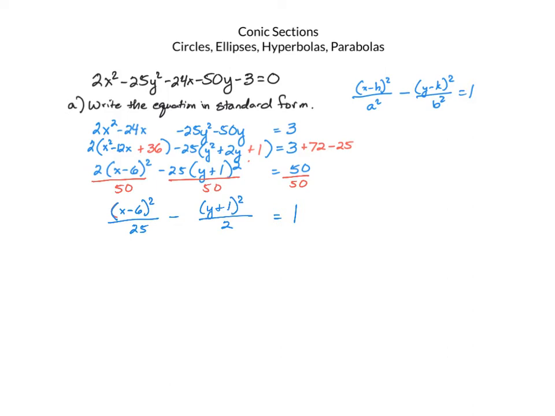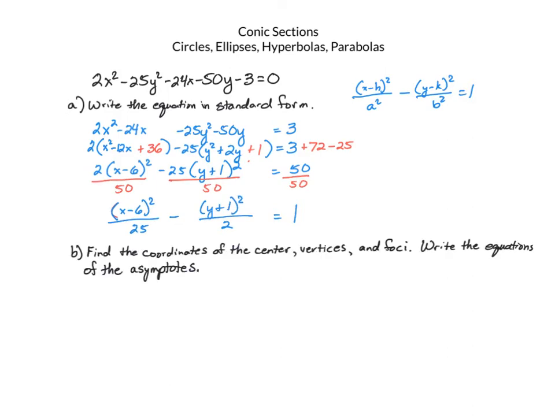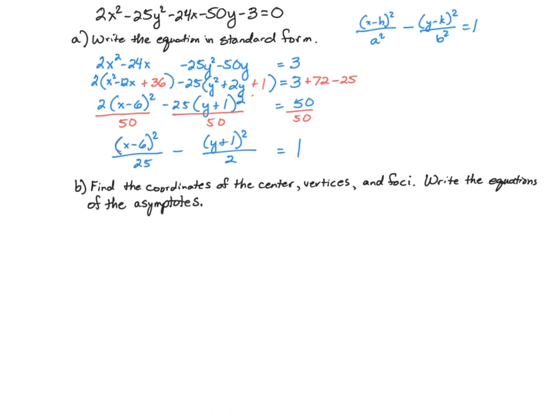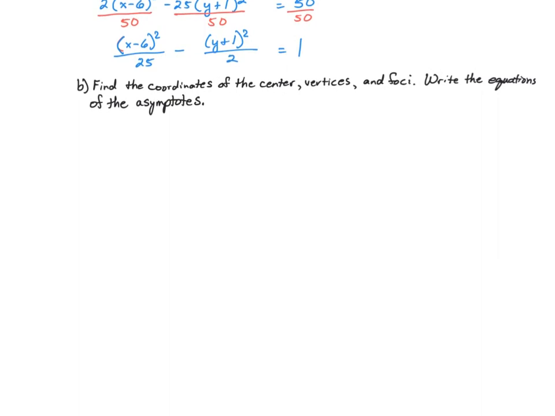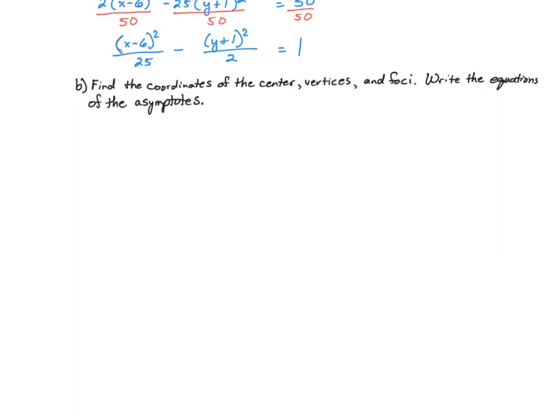And again, there's a part B. Let me write what that is. We'll find the coordinates of the center, vertices, and foci, and then we'll write the equations of the asymptotes. So I'm going to slide this up so I have more space. I'm going to make sure that we can still see that standard form of the equation though. So let's begin. Do you recognize the center? We are looking right here, 6 and negative 1. So let's write that down. Center is 6, negative 1.